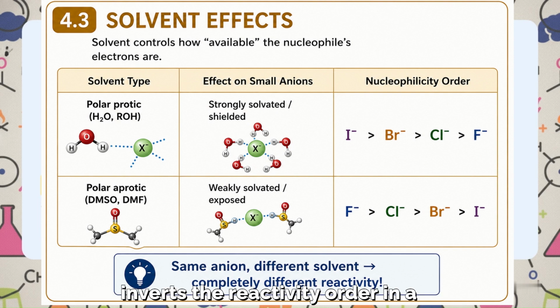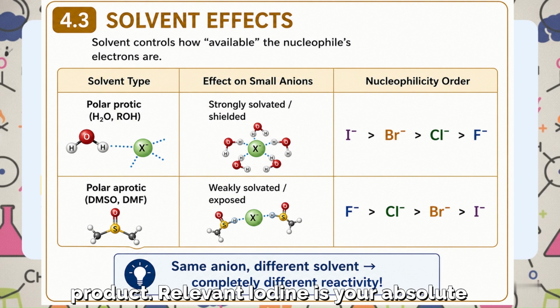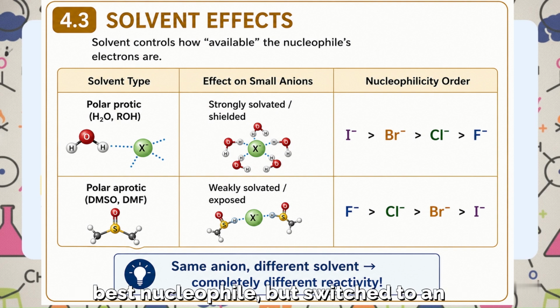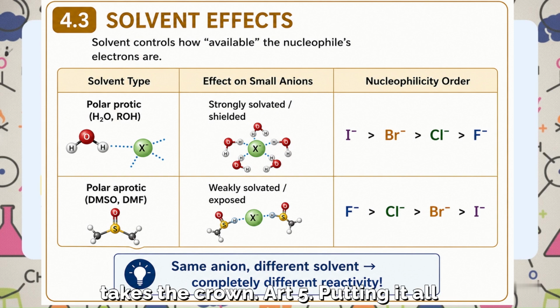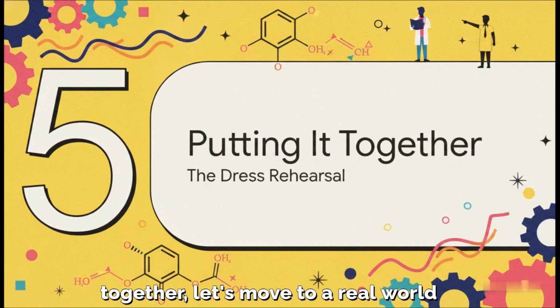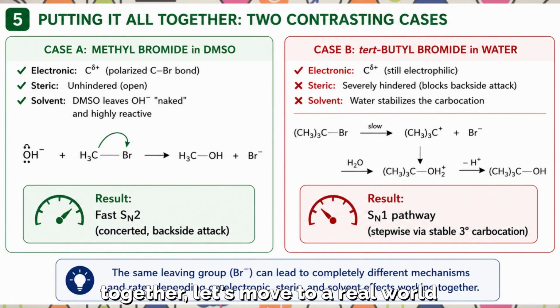Notice how this completely inverts the reactivity order. In a protic solvent, iodine is your absolute best nucleophile, but switch to an aprotic solvent and suddenly fluorine takes the crown. Part 5. Putting it all together. Let's move to a real-world scenario and see how this all builds together.